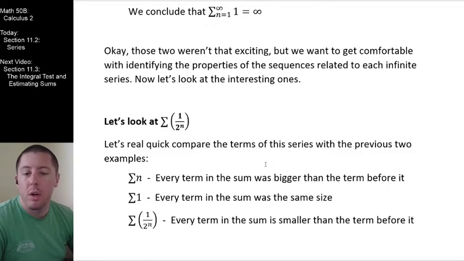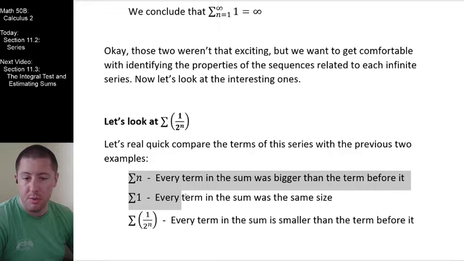So real quickly, let's compare the things that we've seen so far. We've seen that the sum of the integers n had the feature that every term in the sum was bigger than the term before it, right? Because we're doing 1 plus 2 plus 3 plus 4 plus 5. In the sum of the ones, every term in the sum was the same size as the term before it, because we were just adding up a bunch of ones. And both of these diverged off to infinity.